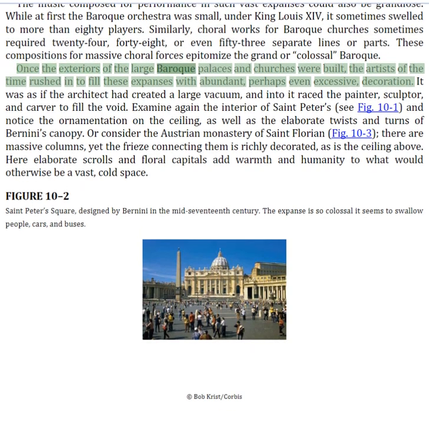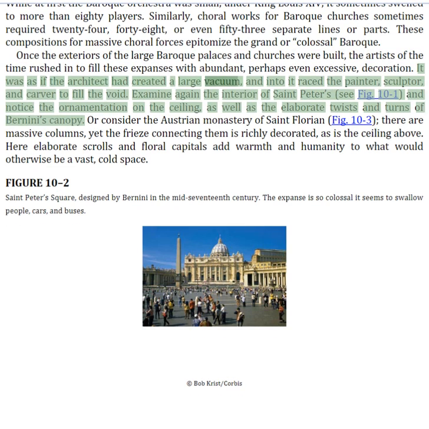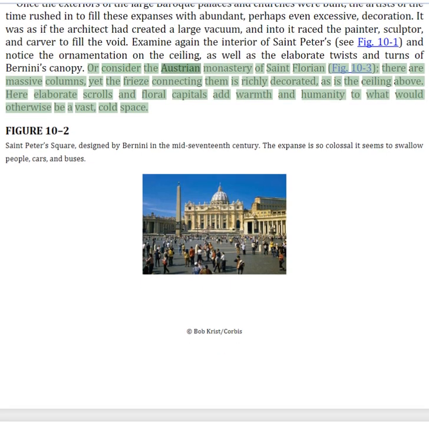Once the exteriors of the large Baroque palaces and churches were built, the artists of the time rushed in to fill these expanses with abundant, perhaps even excessive, decoration. It was as if the architect had created a large vacuum, and into it raced the painter, sculptor, and carver to fill the void. Examine again the interior of St. Peter's and notice the ornamentation on the ceiling, as well as the elaborate twists and turns of Bernini's canopy. Or consider the Austrian monastery of St. Florian. There are massive columns, yet the frieze connecting them is richly decorated, as is the ceiling above. Here elaborate scrolls and floral capitals add warmth and humanity to what would otherwise be a vast, cold space.